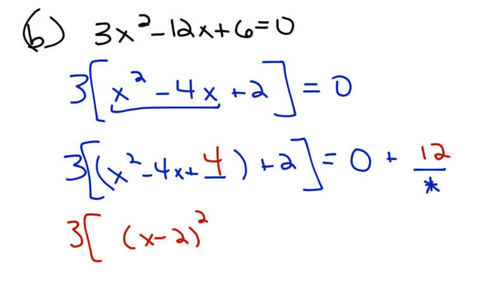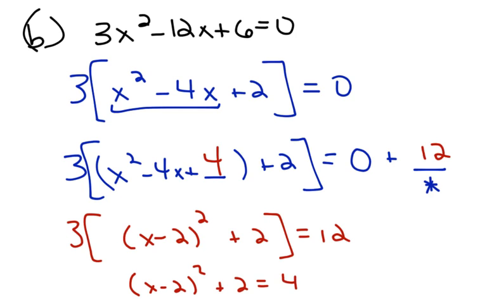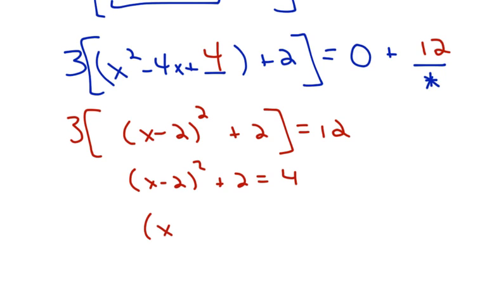Now I'm going to rewrite this in factored form. The trinomial is x minus 2 squared. And then I think the easiest way to attack this problem is to now divide by 3. So I'm going to get x minus 2 squared plus 2 is equal to 4. And then I'm going to subtract the 2.